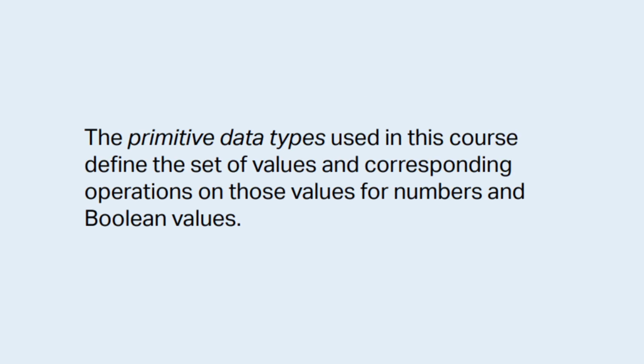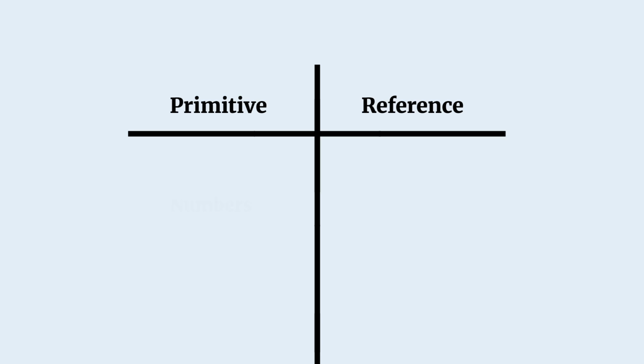The primitive data types used in this course define the set of values and corresponding operations on those values for numbers and Boolean values. That is a lot of values. So, in our primitive section, we have numbers and Booleans. If you're unfamiliar with what a Boolean is, we'll get into it shortly.